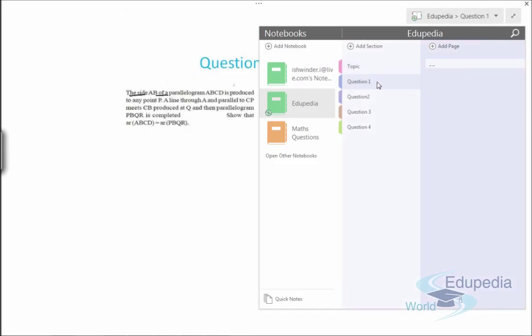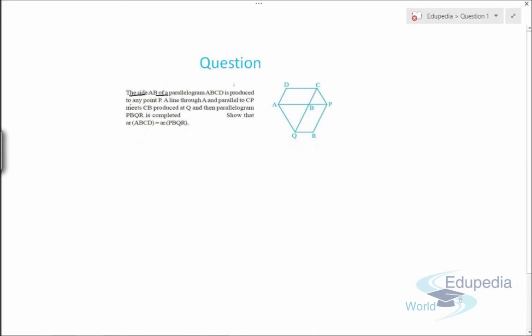Question number 1. Now the question number 1 says that the side AB of parallelogram ABCD is produced to any point P. So this is a point P. Now a line through A and parallel to CP meets CB at Q, means this is a line. AQ is parallel to CP. So let's write what is given. So it's given AQ is parallel to CP.